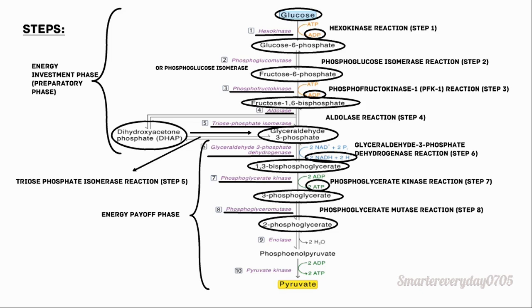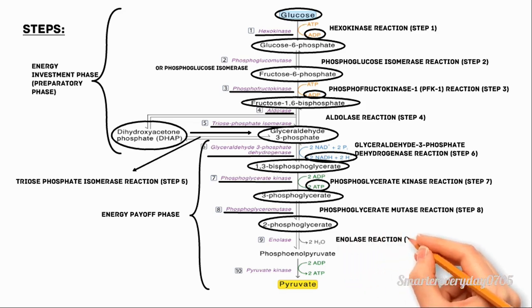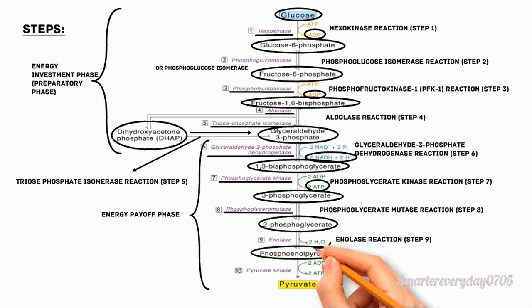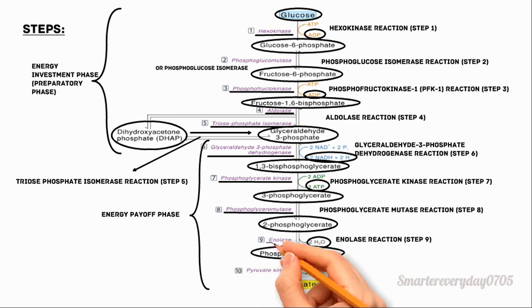Step 9. Enolase reaction. Here 2-phosphoglycerate is converted to phosphoenolpyruvate and a water molecule. Enolase is the enzyme helping for this. This is the dehydration step that forms phosphoenolpyruvate, a high-energy intermediate.